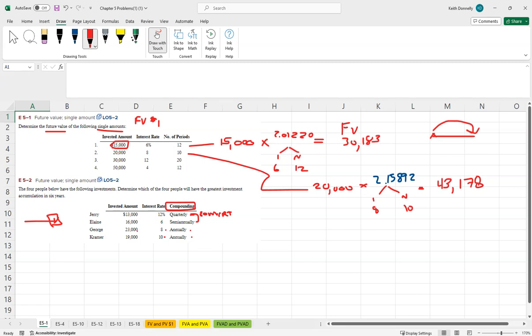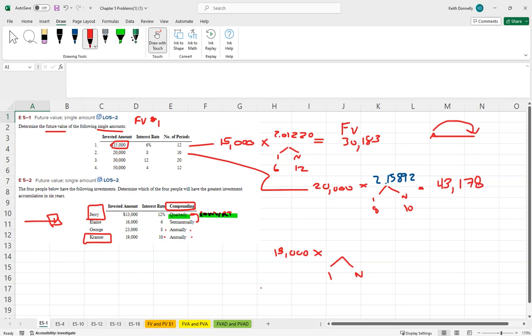So let's compare Jerry with Kramer, just to show the difference. We're trying to figure out what this 13 grand is going to be worth in the future. So it'll be 13,000 times that factor, and we need the I and the N. But here's the deal: it's quarterly, so we know we got to convert it.